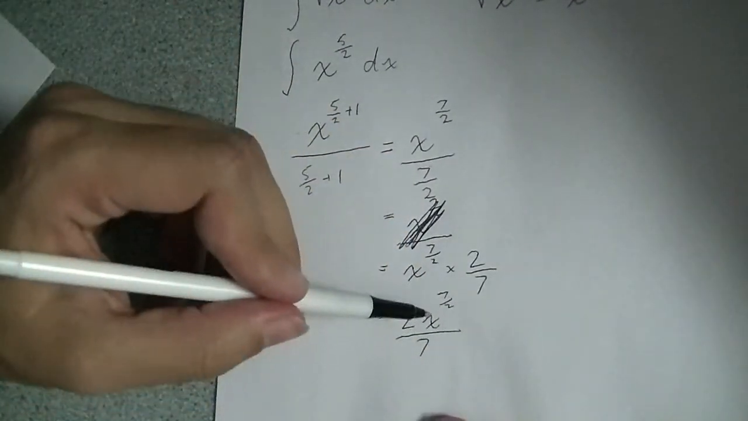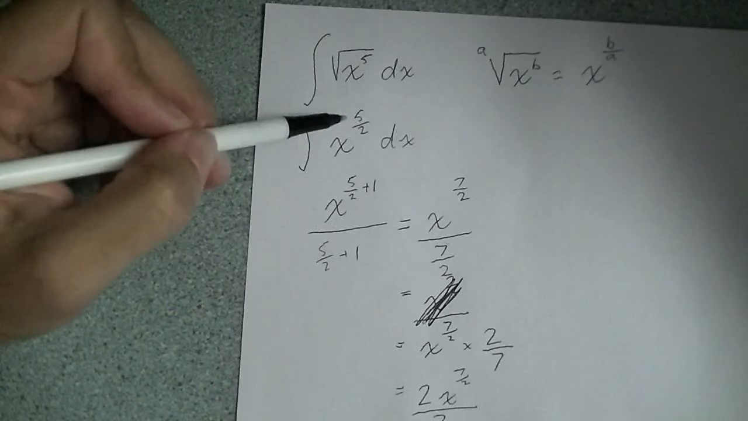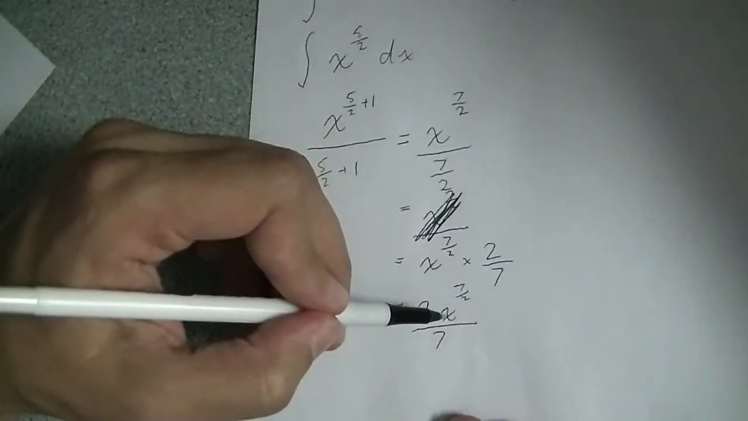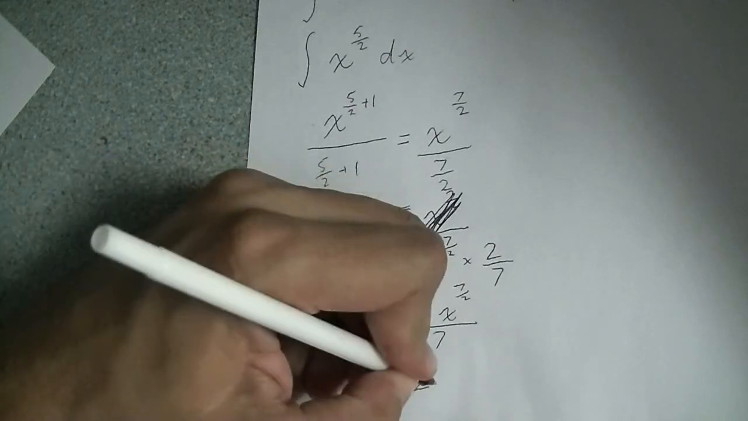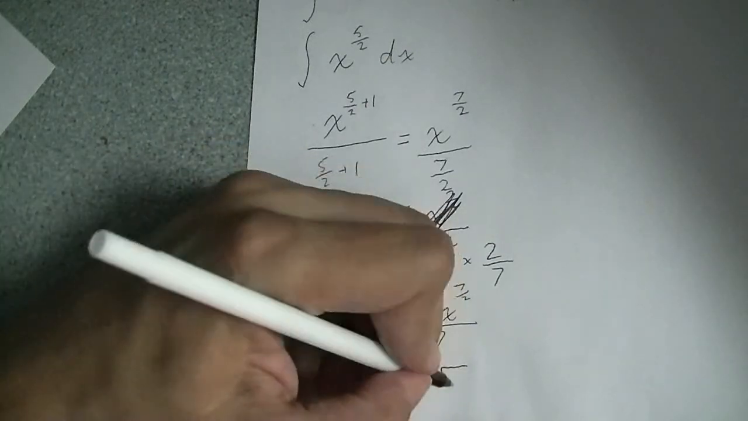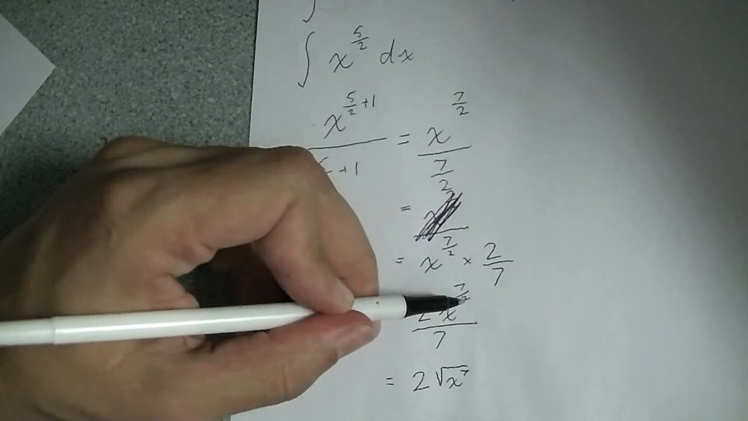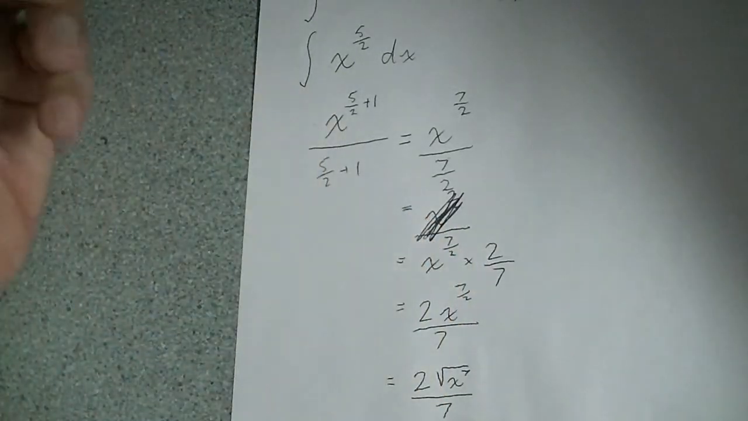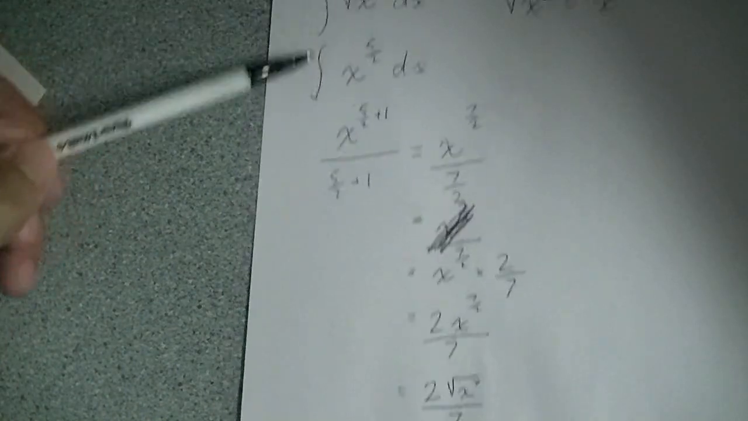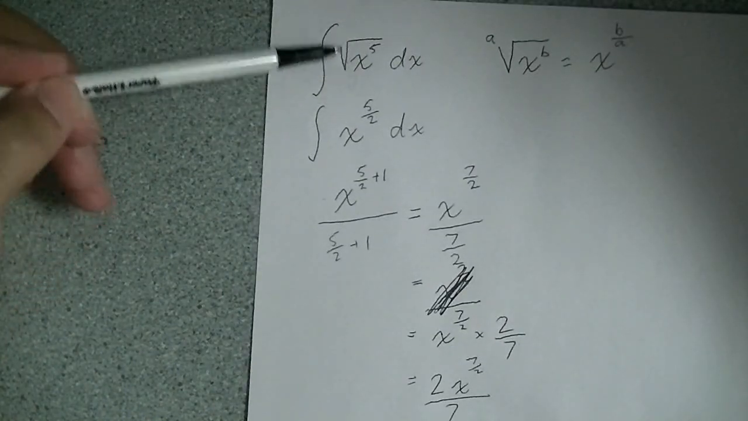Now you really want to finish, because it started off right up here with a radical, you really want to put the radical back. So let's finish it off. It's going to be 2 square root of x to the 7, all over 7. Okay, so that's a question where we're finding the integral when there's a radical involved.